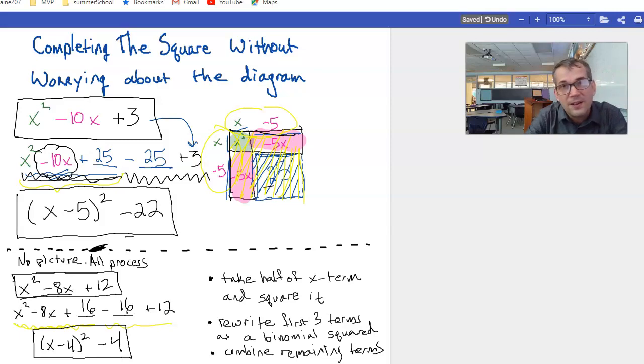And if I want to know if I did it correctly, I'm going to go on to Desmos. I'm going to graph each of these and see that they match up. And be very proud of myself. If they don't match up, I might go through and actually draw the picture out and see what's happening. That's how we do it without having to draw a picture. Always take half of the x term and square it. Rewrite the first three terms as binomial squared. Sounds so hard when you say it with all the math words. Combine the remaining terms. Good luck.